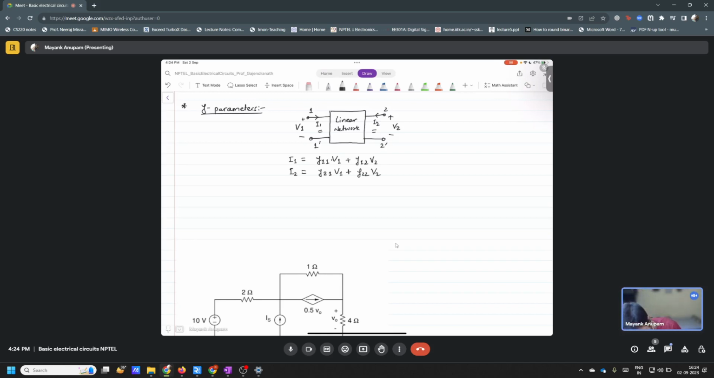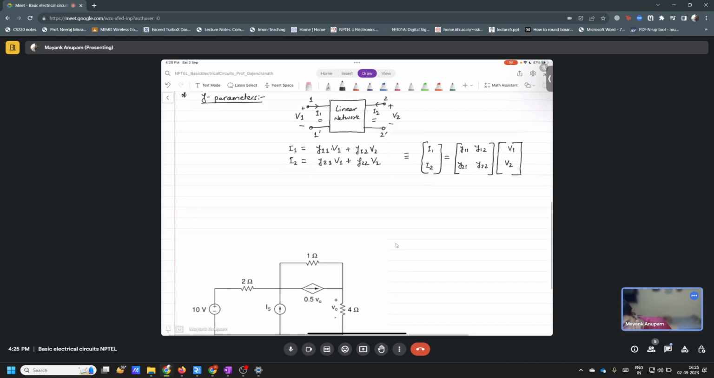So in a matrix form, this can be represented as: I1 and I2 will be equal to the matrix Y11, Y12, Y21, Y22 times V1, V2, right? So this is the Y parameter, right?